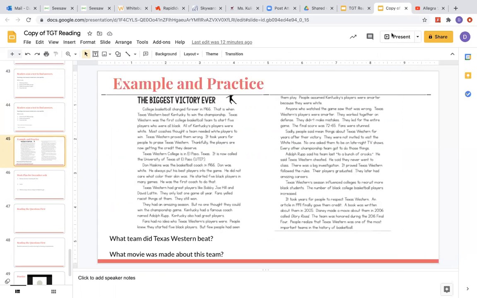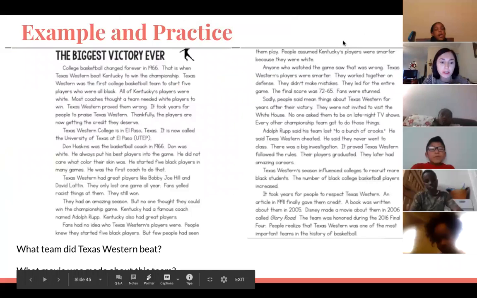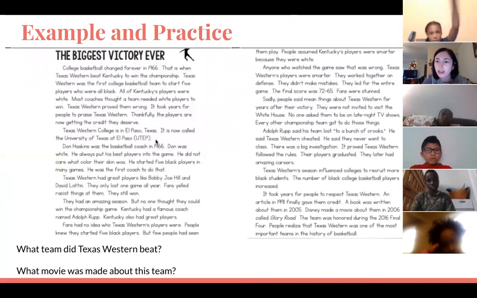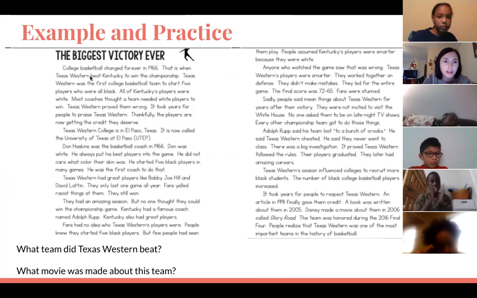So let's try and do this. I'm just going to scan. You guys scan too. Raise your hand if we can find the answer. What team did Texas Western beat? Okay, I'm just scanning: college basketball, blah, blah, blah. That is when beat. Okay, I found this word, beat. Let's keep reading. Kentucky to win the championship.